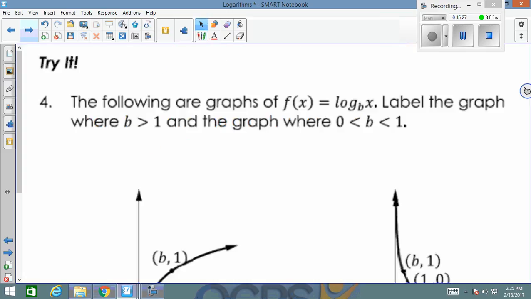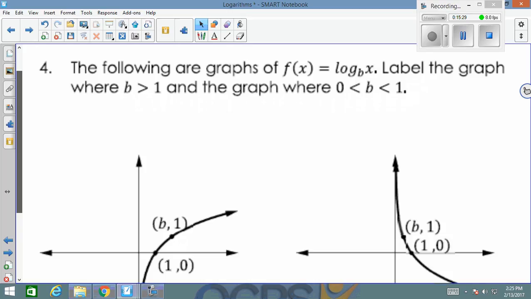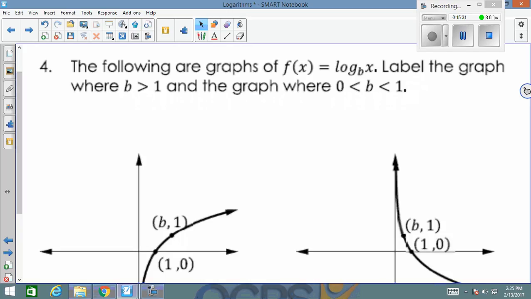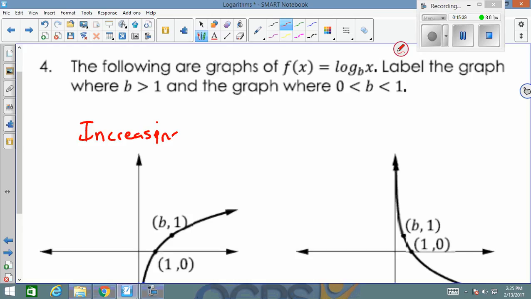So the following are graphs of log functions, labeled where b is greater than 1 and where b is less than or equal to 1. So this is increasing, and this is where b is larger than 1. So this one is decreasing, and this is when that b, that base, is a fraction between 0 and 1.